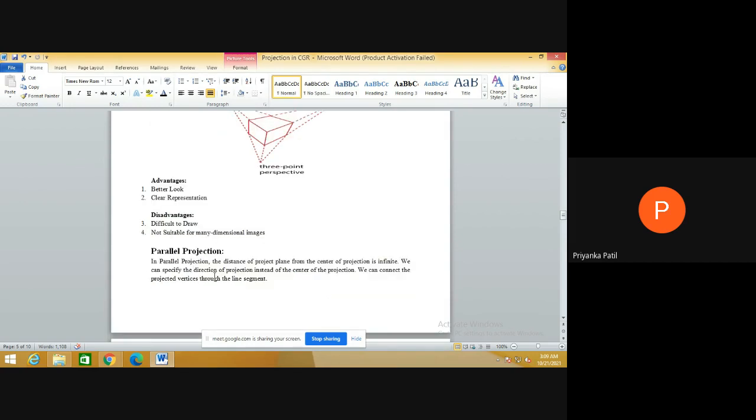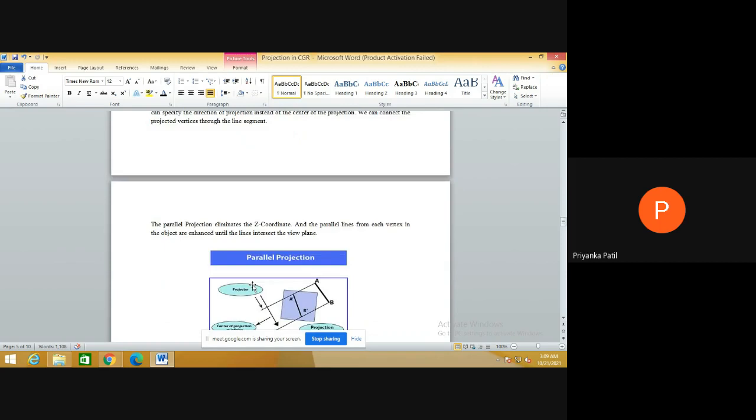Next one is the parallel projection. Basically, in the parallel projection of the given object, the distance from the center of projection to the plane is infinite. So we specify the direction of the projection instead of the center of projection. We connect that projection vertex through the line segment. Parallel projection eliminates the z coordinate, and the parallel lines from each vertex on the object are extended until the lines intersect the view plane.